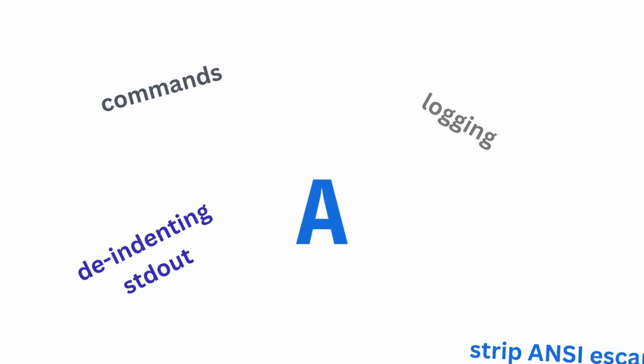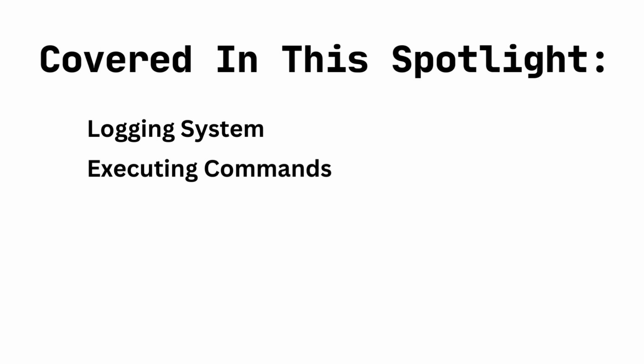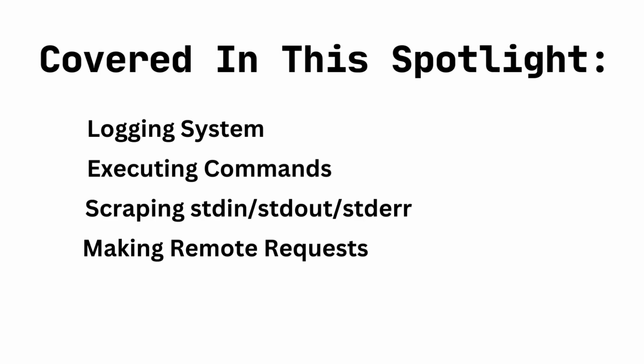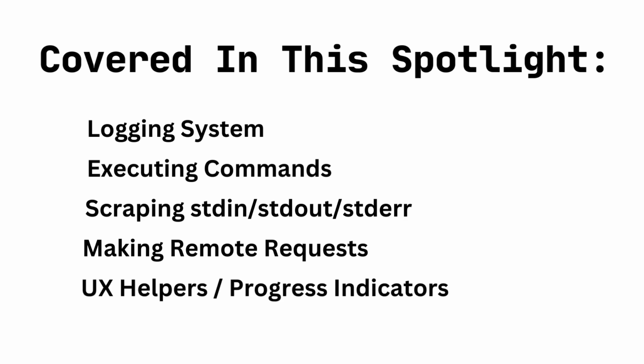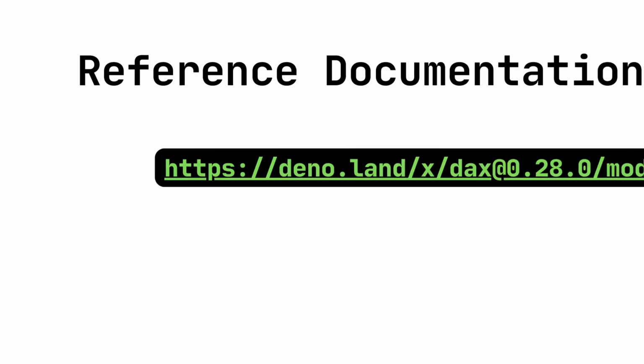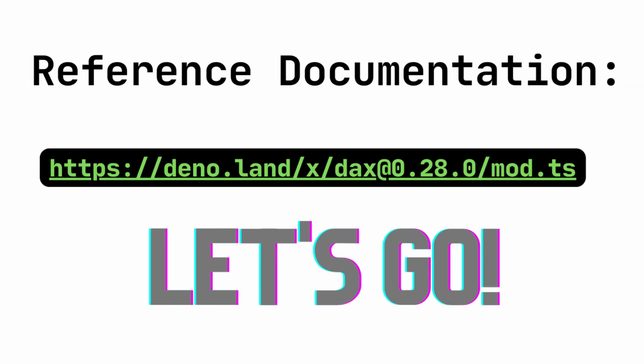So I've got this broken down by how we as developers and maintainers tend to encounter the need for the kinds of things that DAX provides. That means we're going to go over logging. It has a great logging system, executing commands and dealing with output scraping, redirection, standard input, standard output, standard error, all that stuff, making remote requests, UX helpers such as getting input, progress indicators, and those sorts of things, and a bunch of other helpers and tools that just really don't fit into any other category. Does that sound like fun? It sounds like a good time to me. Let's open code and start exploring.